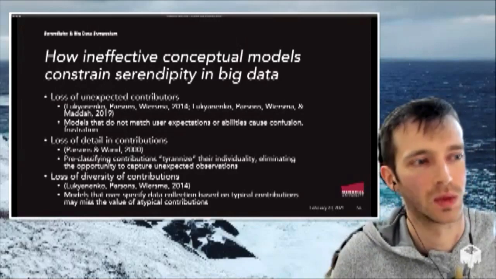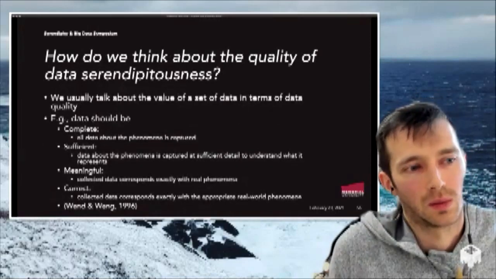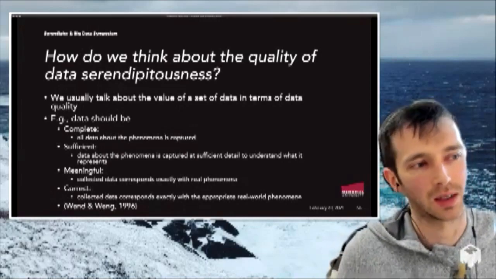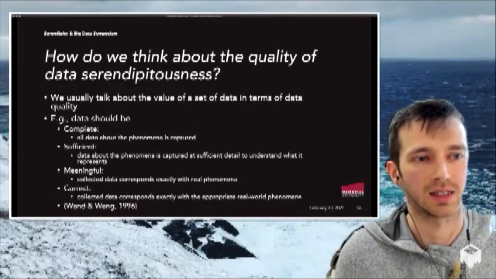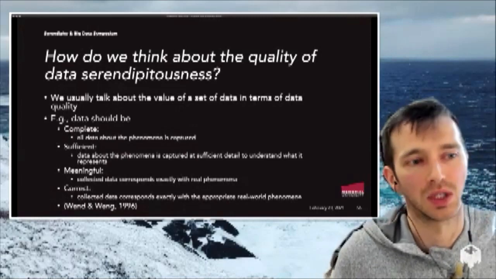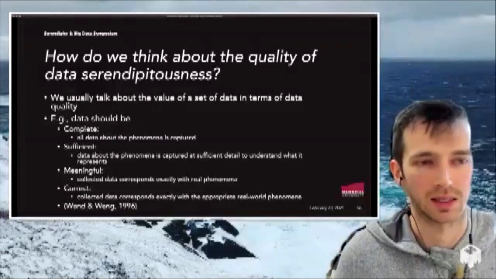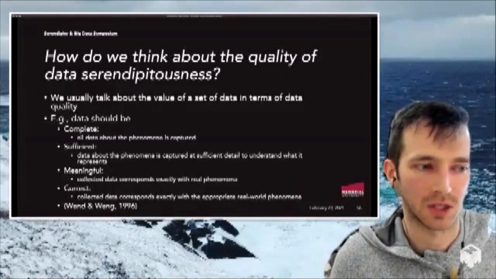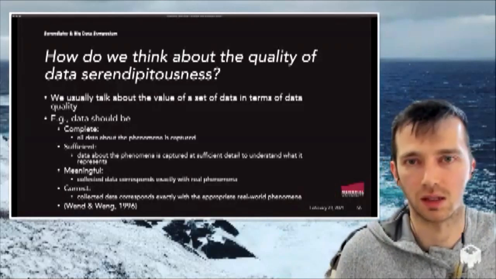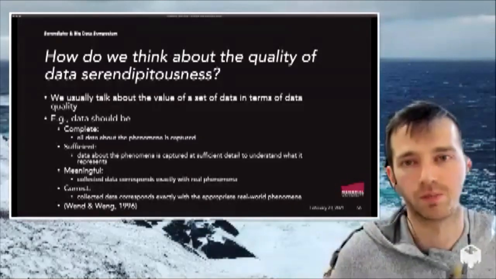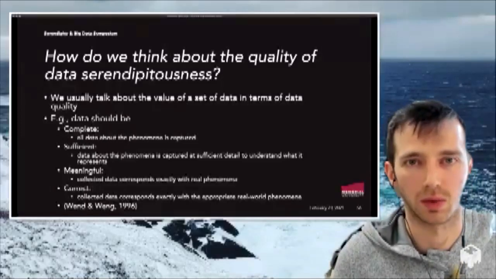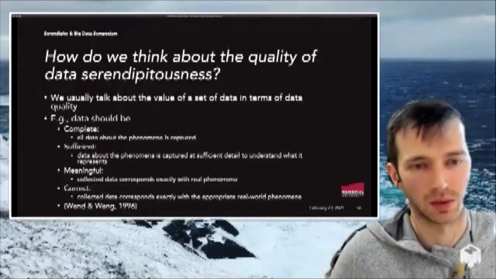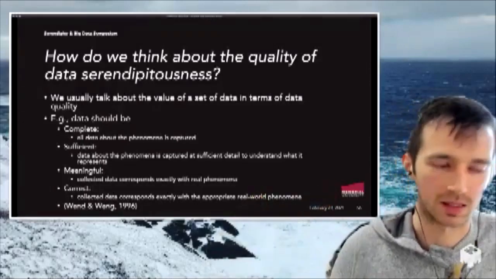So in order to try to wrap this up, I wanted to propose thinking about data serendipity as a quality of data. We usually talk about the value of data as being things like complete, and that means that you captured everything about a phenomena that you could. Sufficient, as in it's at a sufficient detail to understand what it represents. Meaningful, it's actually corresponding with something real. And then correct, so it's actually the right state of things.